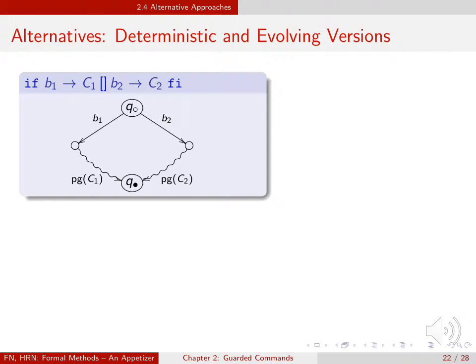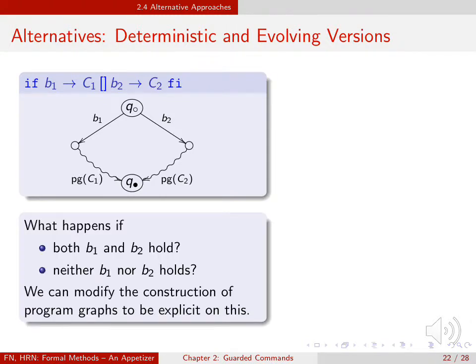Let us recall the way we generate program graphs for choice. If both Boolean conditions B1 and B2 hold on some memory, the system decides in a non-deterministic way where to go.